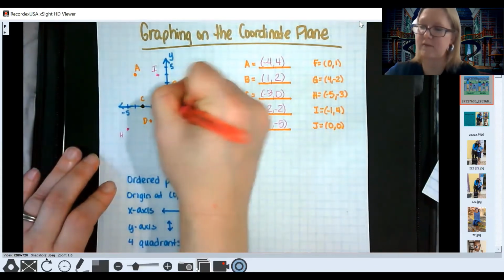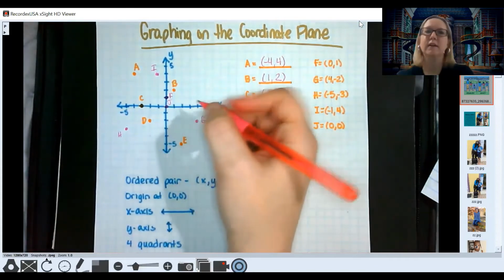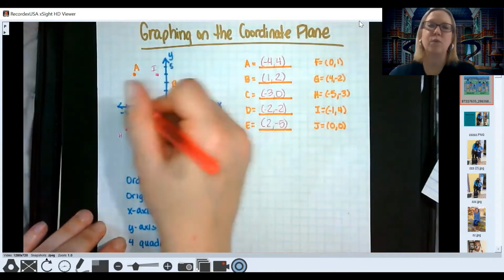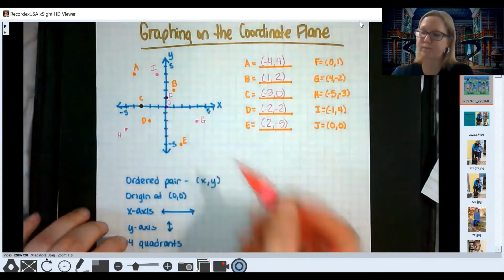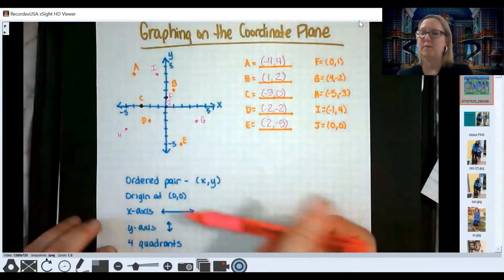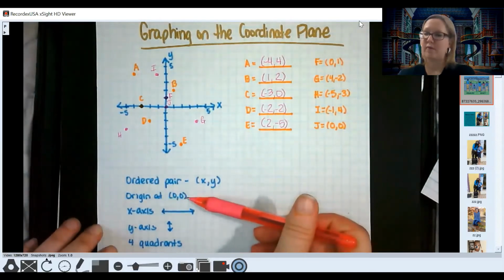There's actually a specific name for that. That's called the origin. The origin is where the x and y axes intersect, so it has a special name. Anytime we're talking about the origin, that's the point (0, 0).